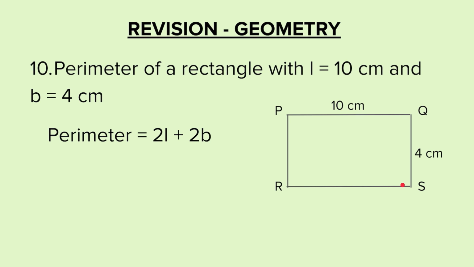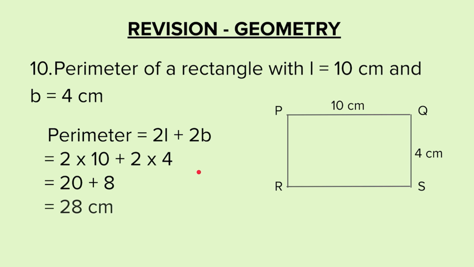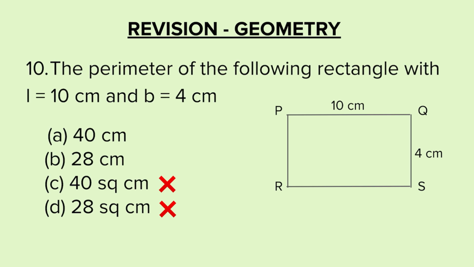The formula for perimeter is 2L plus 2B. It is so because the opposite sides in a rectangle are equal. So we have 2 into 10 plus 2 into 4. That gives us 20 plus 8, that is 28 centimeters. So the answer would be 28 centimeters, which is option B.